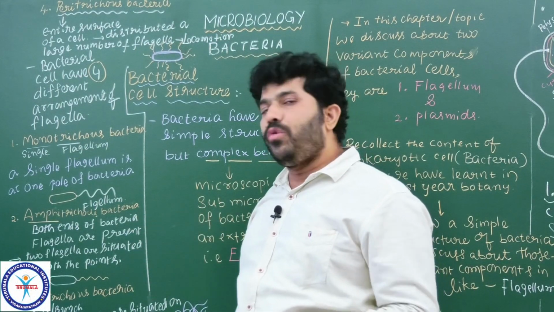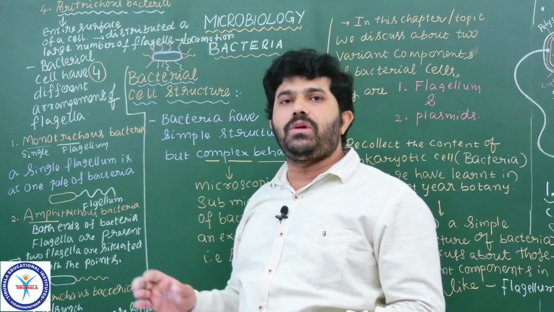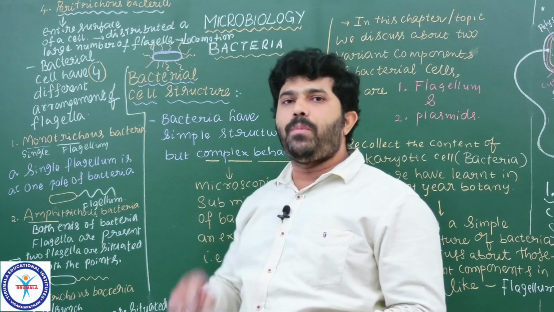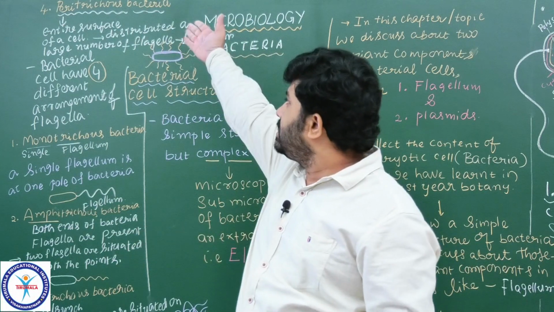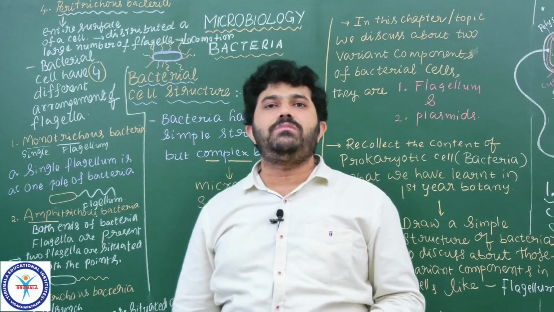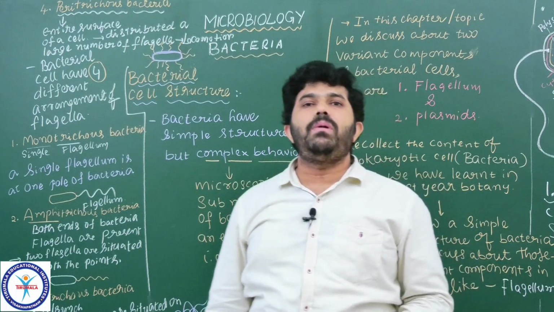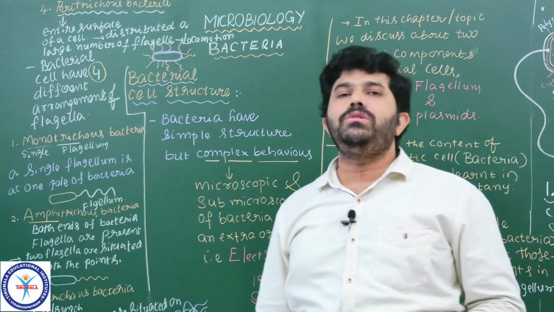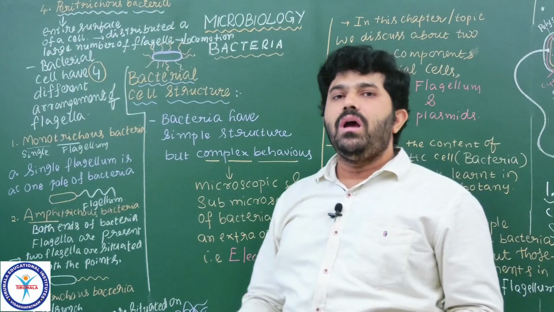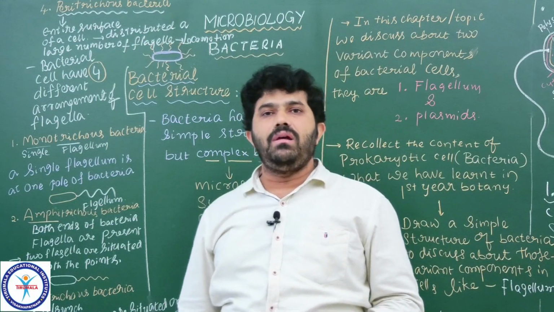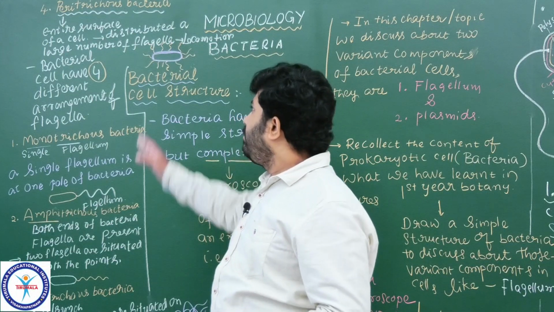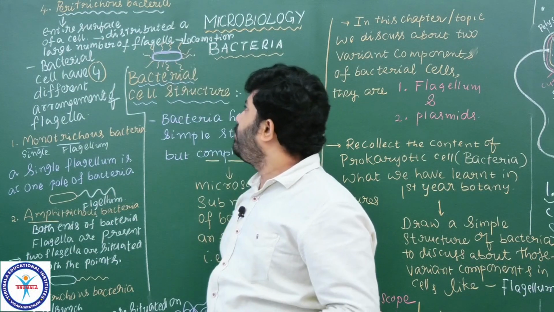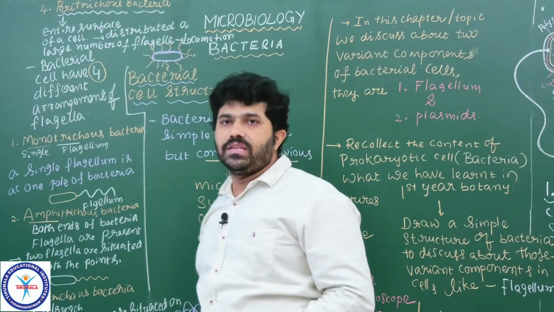The next one is the lophotrichous bacteria, where a bunch or tuft of flagella arises from a single point of a bacterial cell, that is lophotrichous. The last one is peritrichous bacteria, where a large number of flagella are situated or distributed on the entire surface of the cell, the entire body surface of the bacteria. That type of bacteria are called peritrichous bacteria.